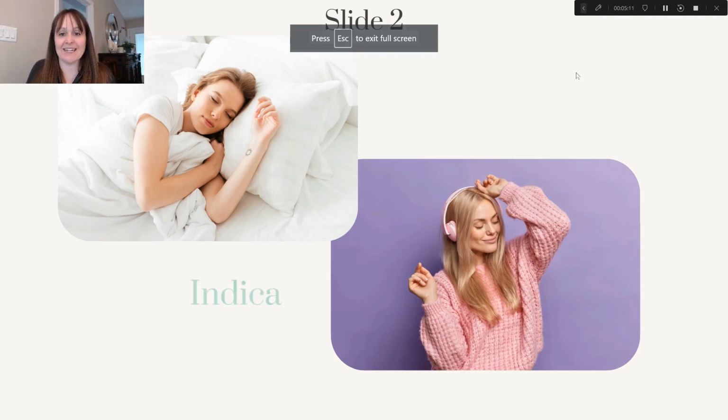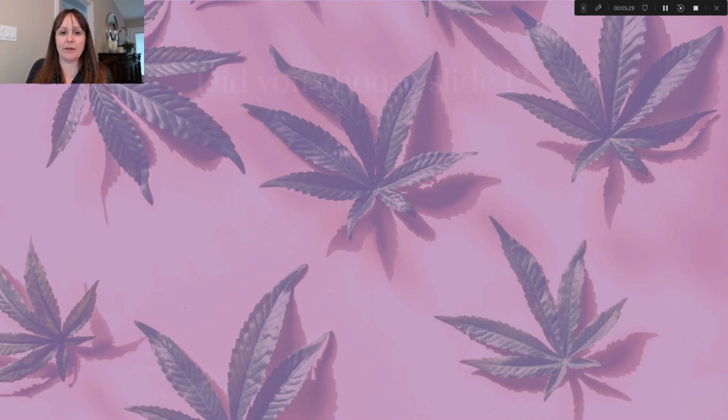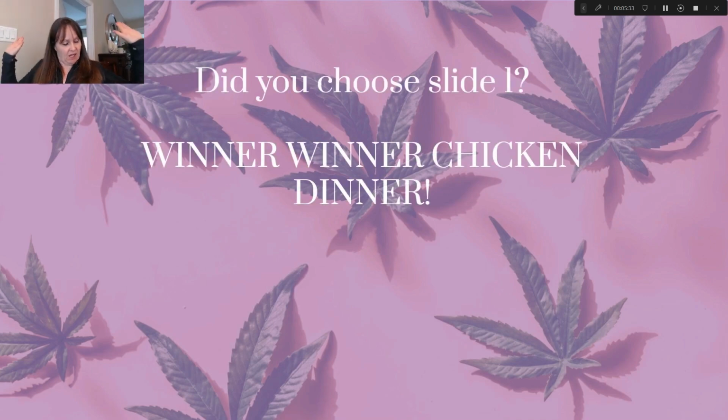Or is it slide two? Does indica mean that you're going to be really tired and relaxed and couch-locked on the couch? And sativa means you're going to be up and dancing around and cleaning the house and feeling all happy. So again, make your decision. Is it slide one or slide two? All right, here we go. Did you choose slide one? Oh, winner, chicken dinner. I hope you chose slide one.